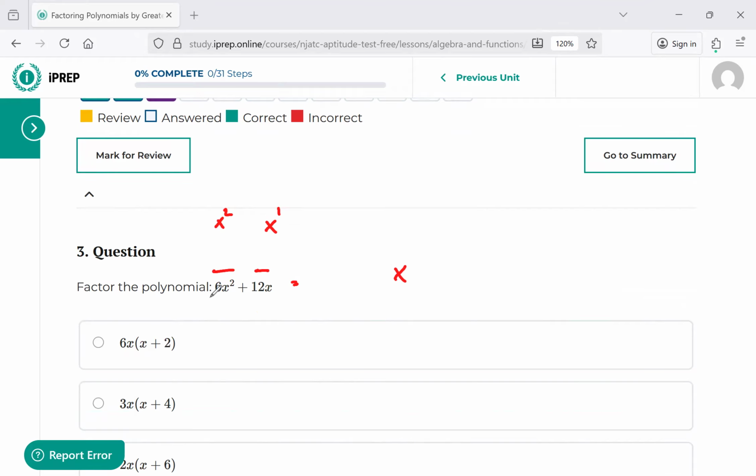And then what about the constant? We have a 6 and a 12. What is the largest number that they're both divisible by? Yes, 6.